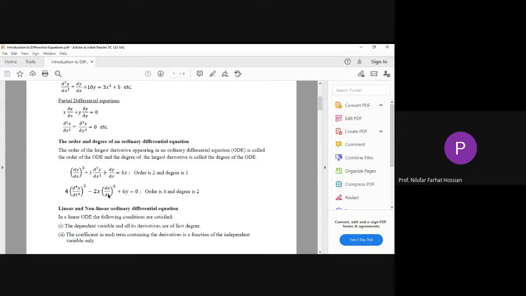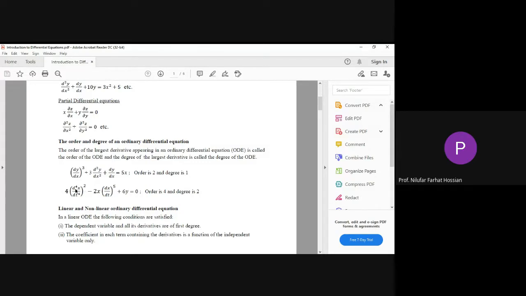Now look into this. Which one is the largest order derivative? Tell me. It's 4. So the order of this equation will be 4. Now tell me what will be the degree? 2, because here this is the largest order derivative and the power is 2. The power here is greater, it is 5, but this derivative is not the largest derivative. It is the first order derivative, and this is the fourth order derivative. Here the power is 2. So the degree of this equation will be 2 and the order will be 4.